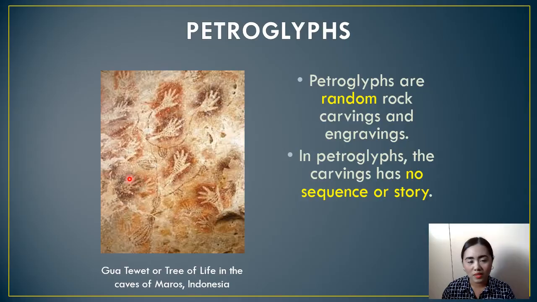Now, there is no sequence to this example because these are just random handprints. But why was it entitled the Tree of Life? It is because the position of the handprints mimics the branches of the tree. What was the purpose as to why our ancestors have created these handprints or these petroglyphs? It symbolizes the marking of their territory to state that they have lived inside this cave and to also document their everyday lives.